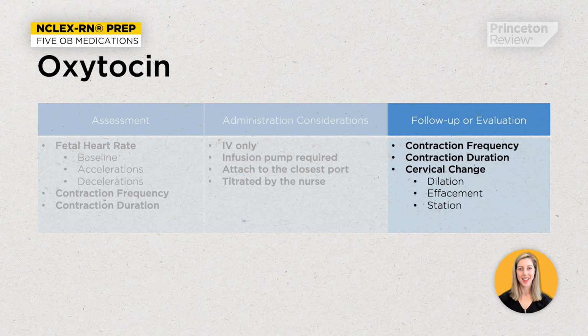For evaluation, the nurse will determine if oxytocin is effective by evaluating the client's contraction pattern and eventually cervical dilation. The use of oxytocin should cause an increase in the frequency, duration, and strength of contractions. Adequate contractions will ultimately cause cervical change.